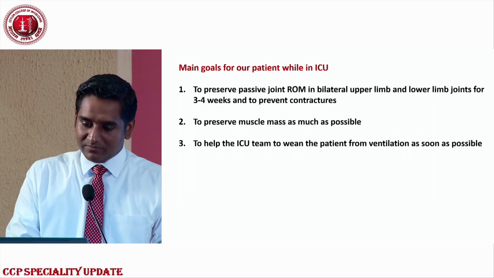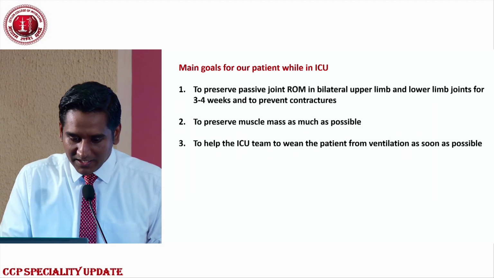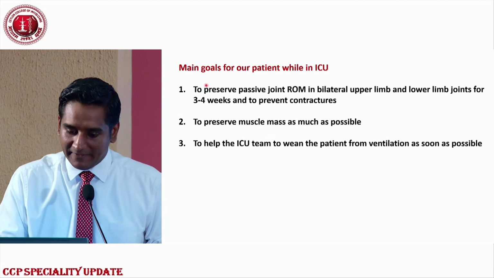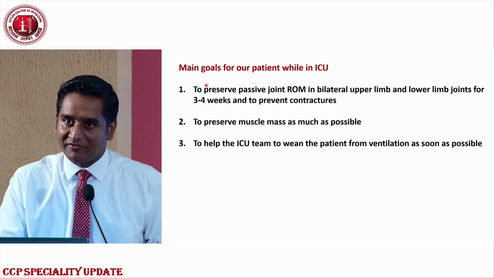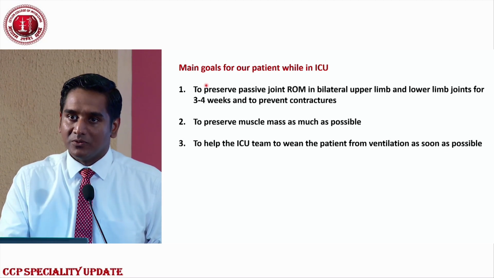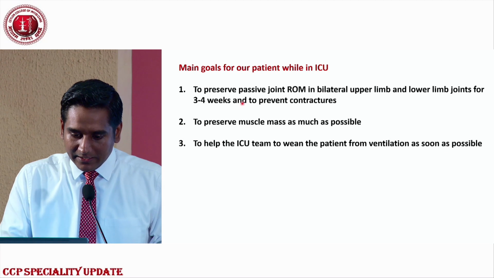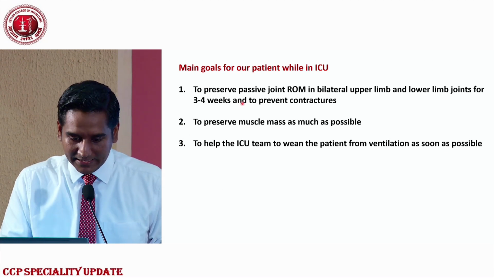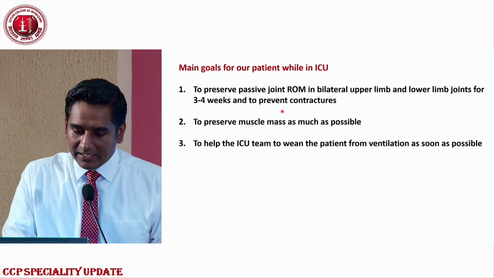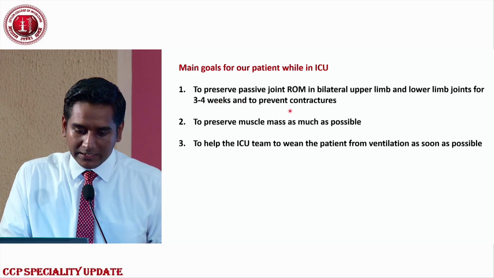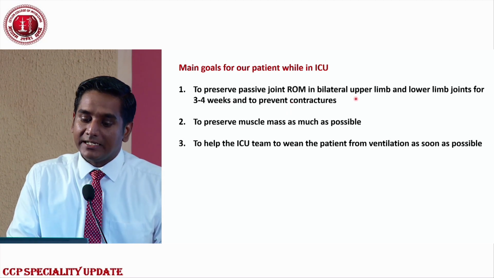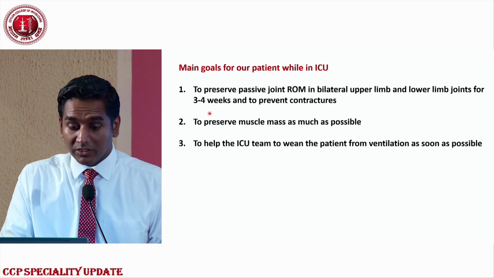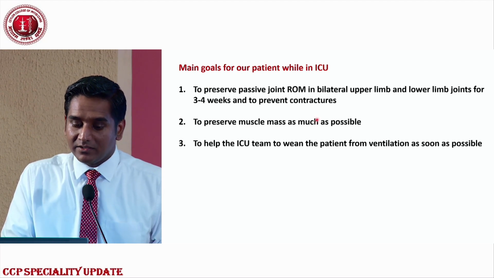So I try to put SMART goals for this patient. And they will have all the domains of functioning, from physical to psychological to social. But here, when the patient is in ICU, I try to put mainly the physical ones. So one of the key goals when a patient is critically ill is to preserve passive joint range of motion in upper limbs and lower limbs. Always we try to put a time frame, so 3 to 4 weeks, and specific to prevent contractures.